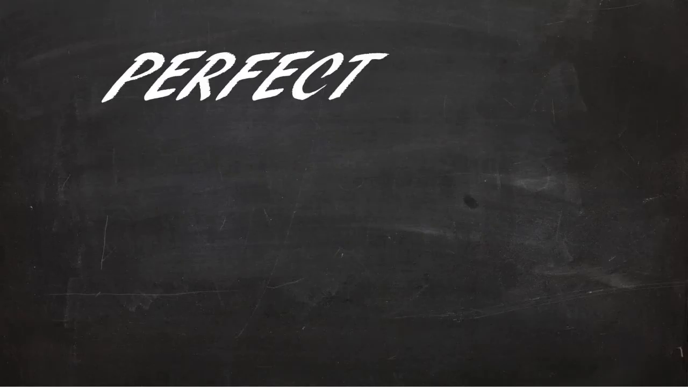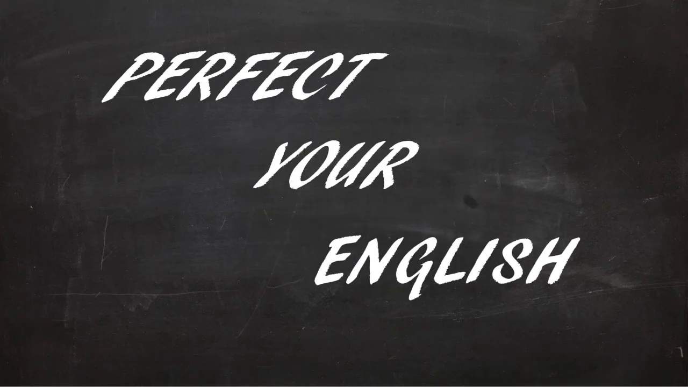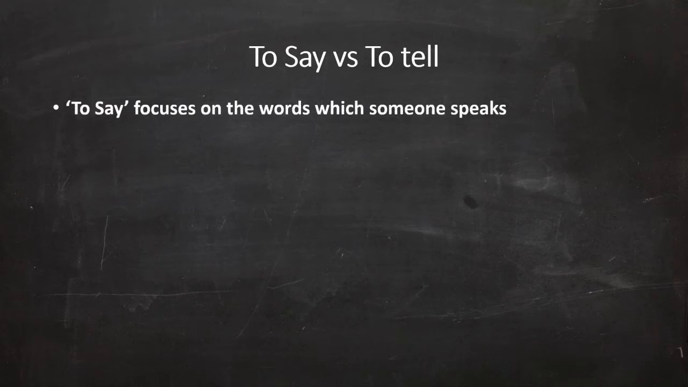Okay, so this week in Perfect Your English, we are going to look at the difference between the verbs to say and to tell. To say focuses on the words being spoken, literally what is said. So, for example, John said that he will not buy a new car.